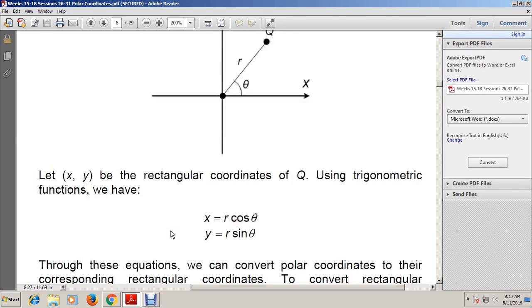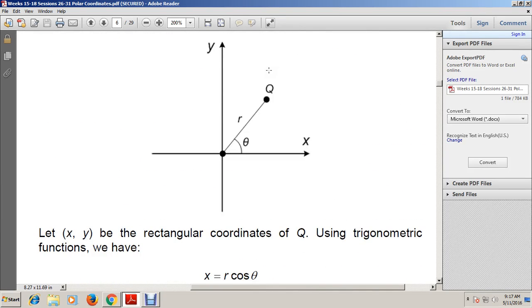Using the trigonometric functions, we have x equal to r cosine theta and y equal to r sine theta. So how did we arrive at x equal to r cosine theta and y equal to r sine theta? Of course, if we draw the projections of Q on our x-axis and on our y-axis, we will be forming a rectangle, and from that rectangle we will consider one of the triangles formed, which is actually a right triangle.